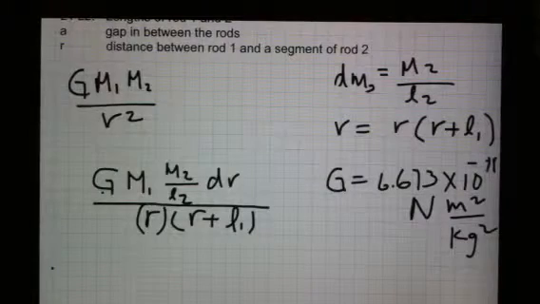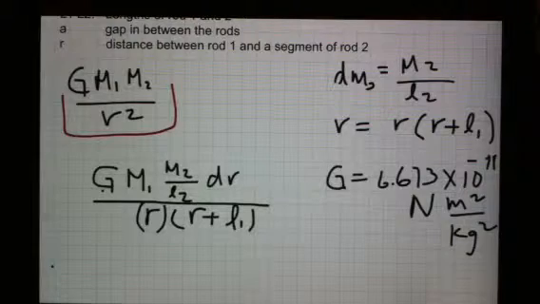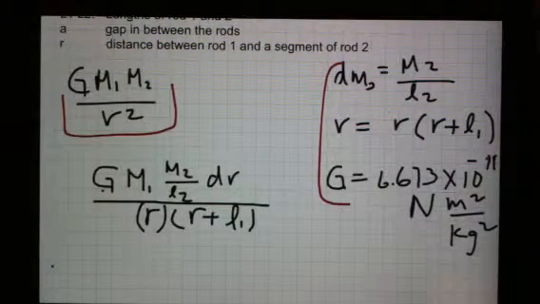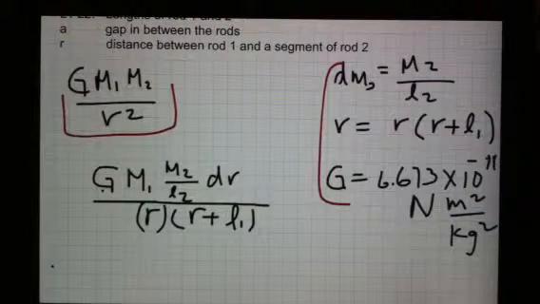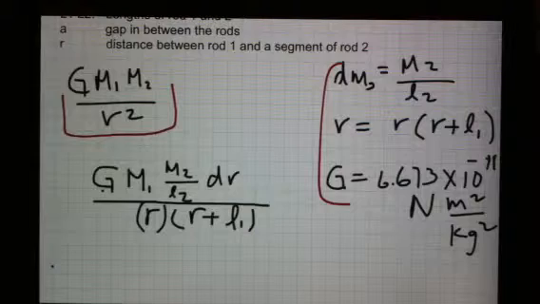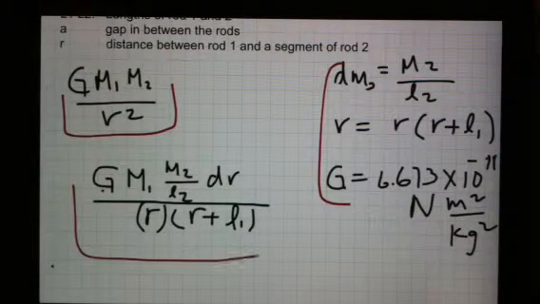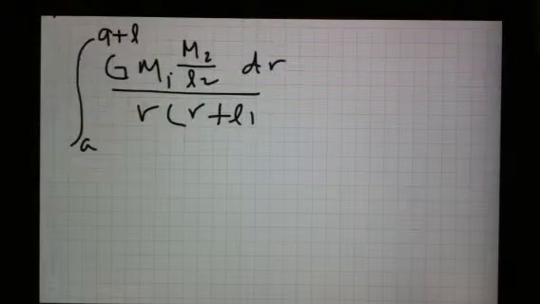We're going to use the formula for gravitational potential energy and substitute the information that we have gathered. Notice that the G is a constant, and it's 6.673 times 10 to the negative 11 newton meter square per kilogram square. Once we substitute our information into the formula, this is what it's going to look like. And now we integrate from A to A plus L2.